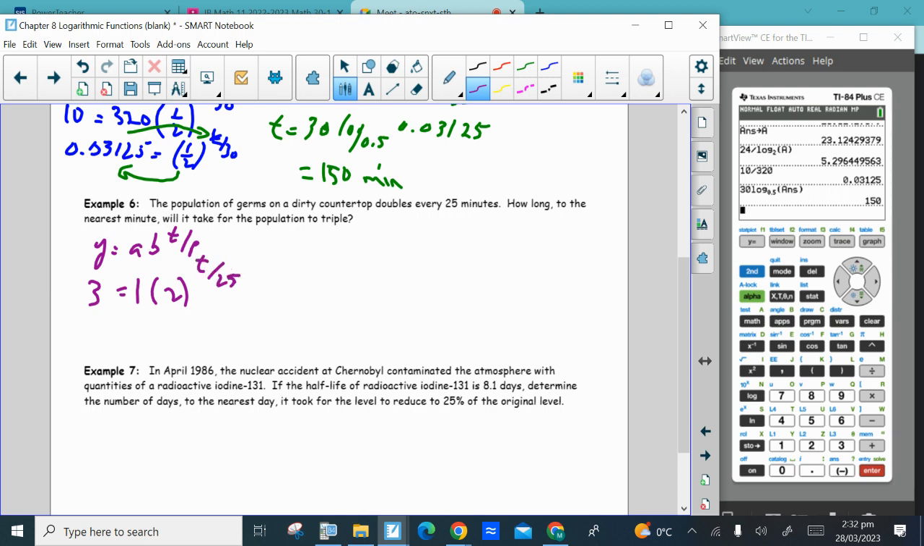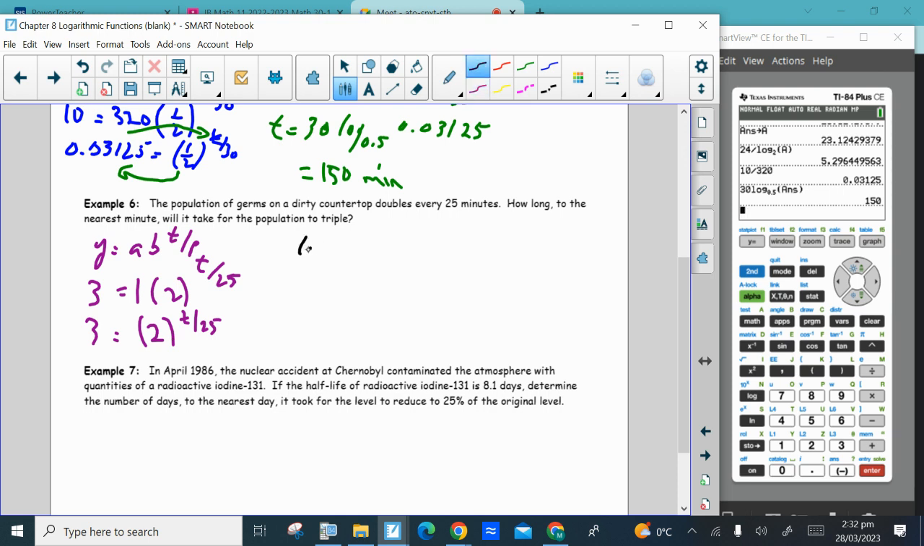We want to know what t is. How long would it take for the population to triple? We could have started with 5 bacteria and then ended up with 15. It doesn't matter. No matter which number you start with, you're going to triple it to get the number to the left of the equal sign. And then when you divide both sides by A, you're going to get 3. No matter what number you start with, if you triple it and then divide both sides by the number you start with, you're always going to get 3.